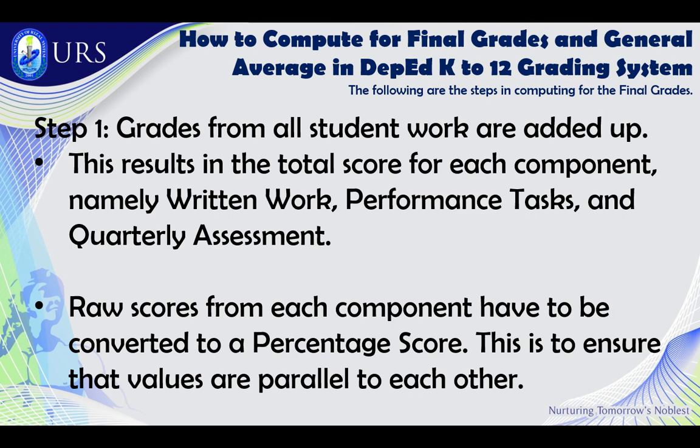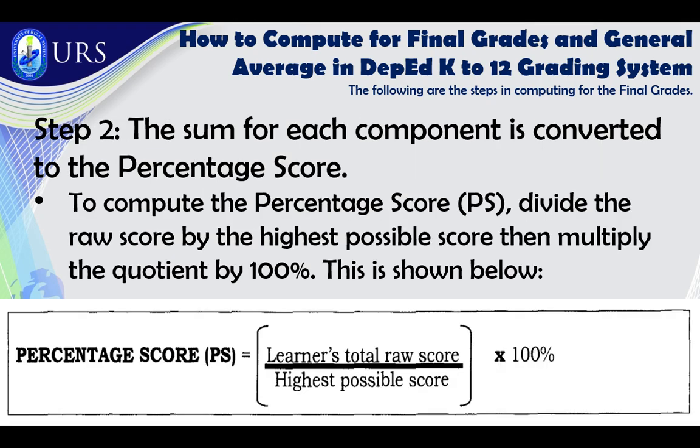So, yung raw score po na nakuha po natin sa mga gawa nila is i-convert po yun ng teacher to percentage para malaman po kung parallel po siya sa isa't isa. So step number 2, the sum for each component is converted to the percentage score. So, katulad po na sinabi ko kanina, i-convert po yan sa percentage. To compute the percentage score, or tinatawag po natin PS, divide the raw score by the highest possible score, then multiply the quotient by 100%. This is shown below.